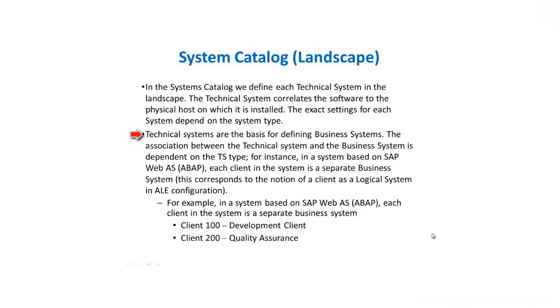For instance, in a system based on SAP Web AS ABAP, each client in the system is a separate business system. This corresponds to the notion of a client as a logical system in ALE configuration. So for example, in a system based on SAP Web AS ABAP, each client in the system is a separate business system. Client 100 would be a development client, client 200 would be assurance, that is quality, client 300 would be testing, and so on. So this is how we define a business system, that is a separate business system for each technical system's type.